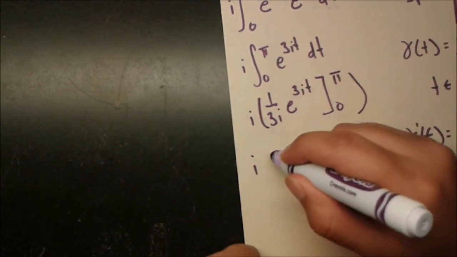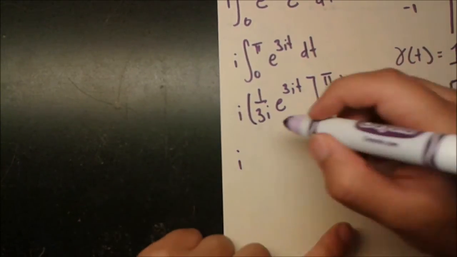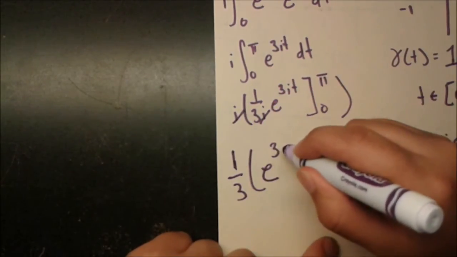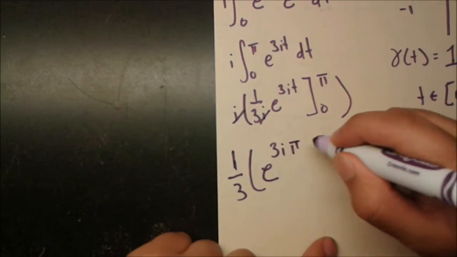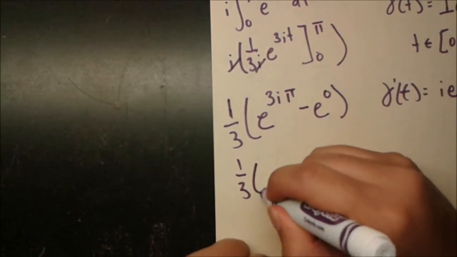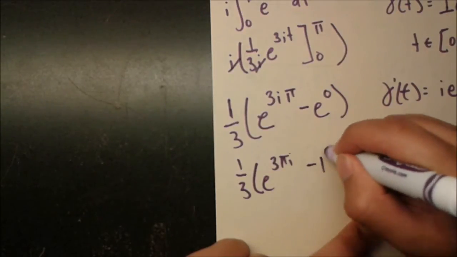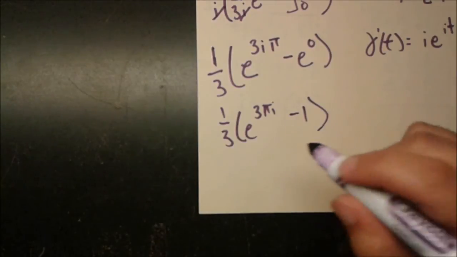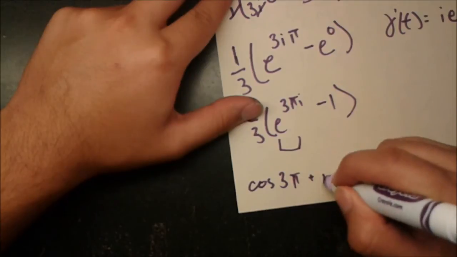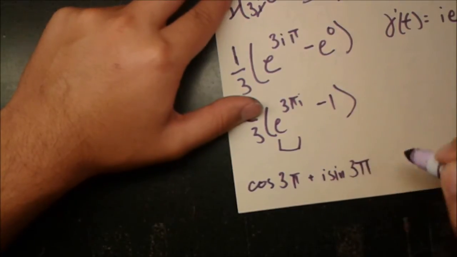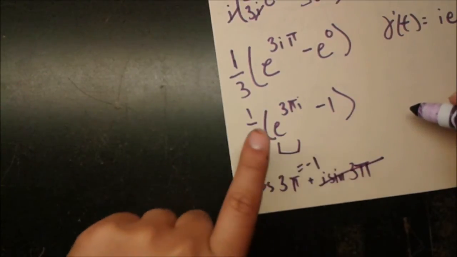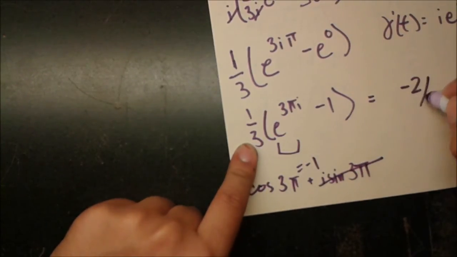Okay, so let's work this out. This i and this i can cancel, so it's really just 1/3, and it's going to be e to the 3 i pi minus e to the 0. e to the 0 we know is 1, so it's going to be 1/3 times e to the 3 pi i minus 1. So what is e to the 3 pi i? From the exponential video, we know we can write this as cosine 3 pi plus i sine 3 pi. Sine 3 pi is 0, cosine 3 pi is negative 1, so this is going to be negative 1 minus 1, times 1/3. It's going to be negative 2/3.